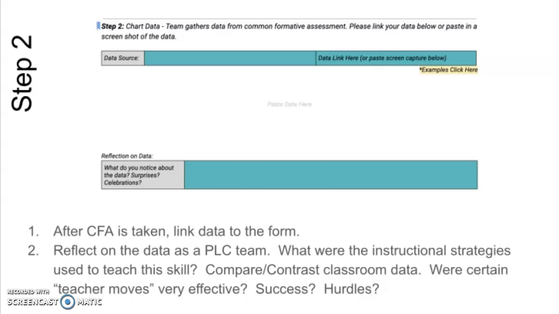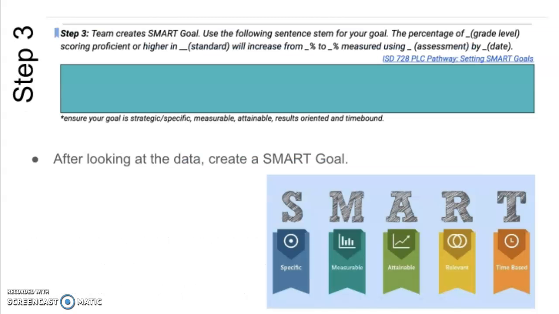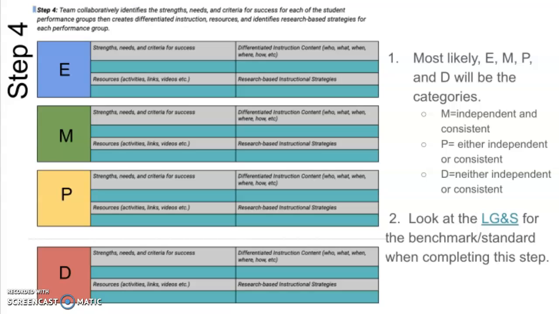Once you're done with the second step, you're going to move on to the third step. The third step is then to create that SMART goal. What do you want to see? What's the outcome that you're looking for? And remember to use a SMART goal that is specific, measurable, attainable, relevant, and time-based. You're going to move into the fourth step of the CAP process.